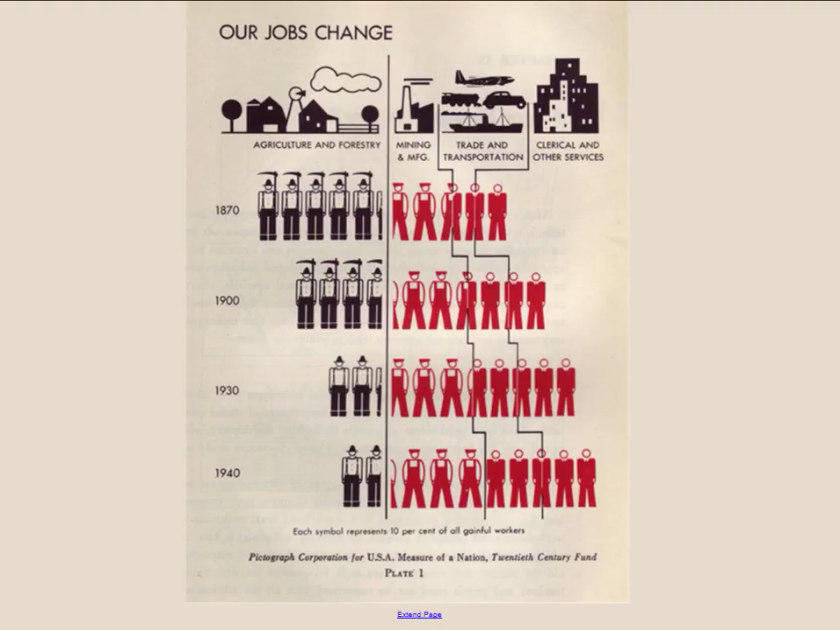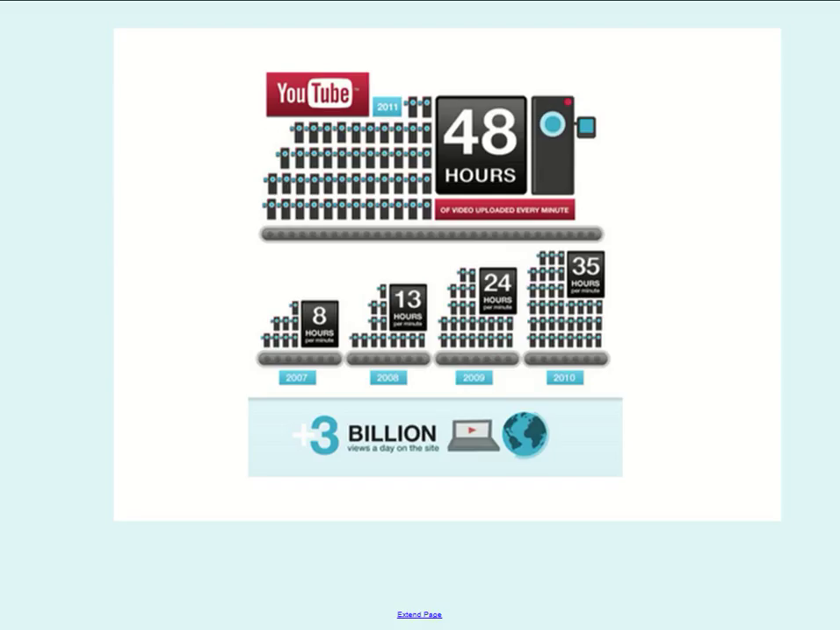Here we have changing jobs, and each symbol represents 10% of all gainful workers. And so this is a little bit misleading as well. It's kind of going back and forth, and there's 4 different things that they're trying to show with all these different people, and it's very distracting and very ambiguous at times.